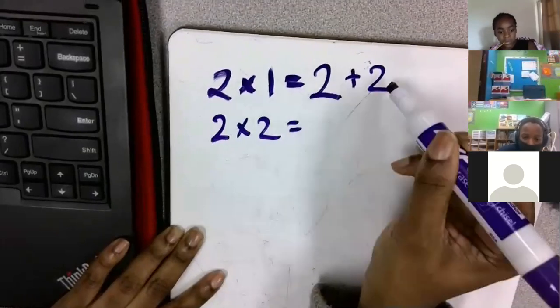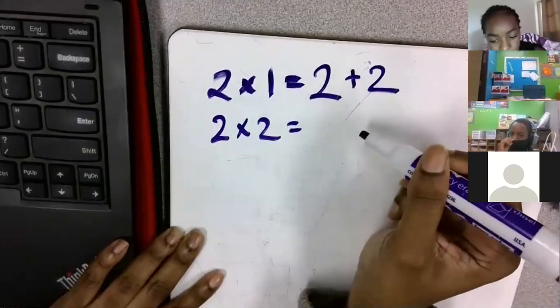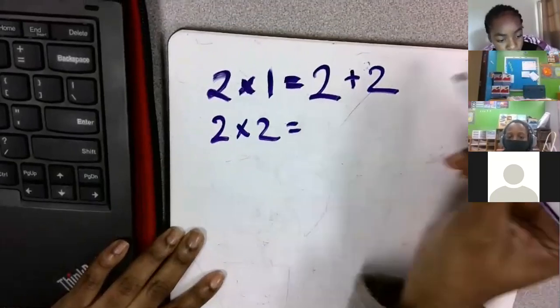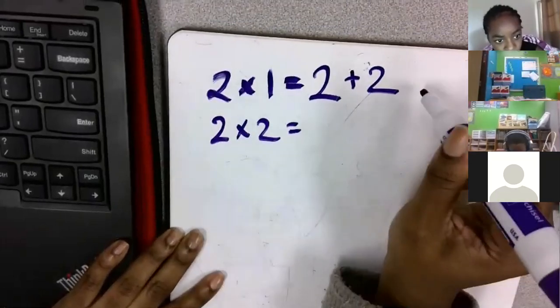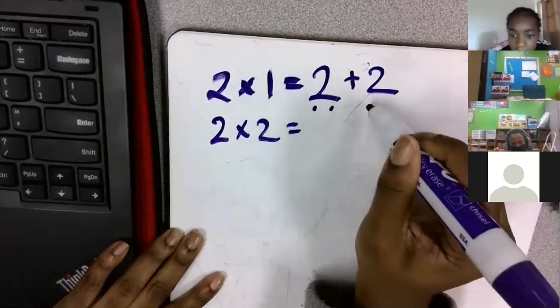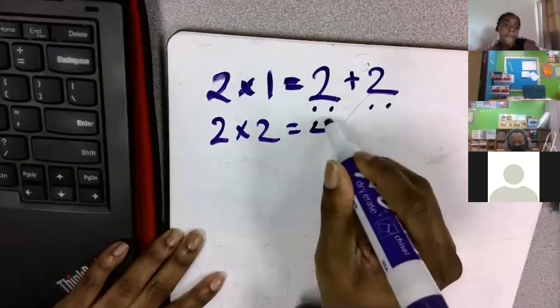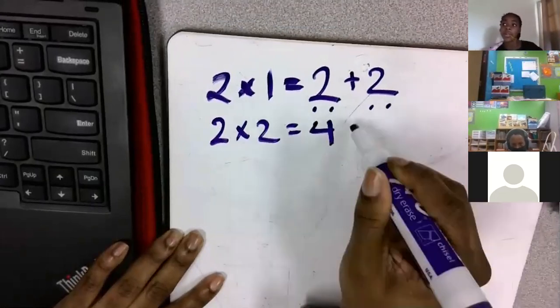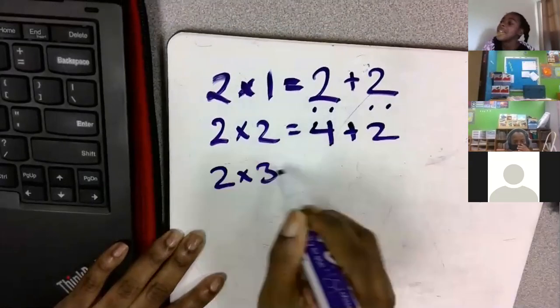2 plus 2 is what? Now you could use your finger. 2 plus 2. 1, 2, 3, 4. You got 4 dots. And 4 plus 2, that's your third answer. What's 4 plus 2?